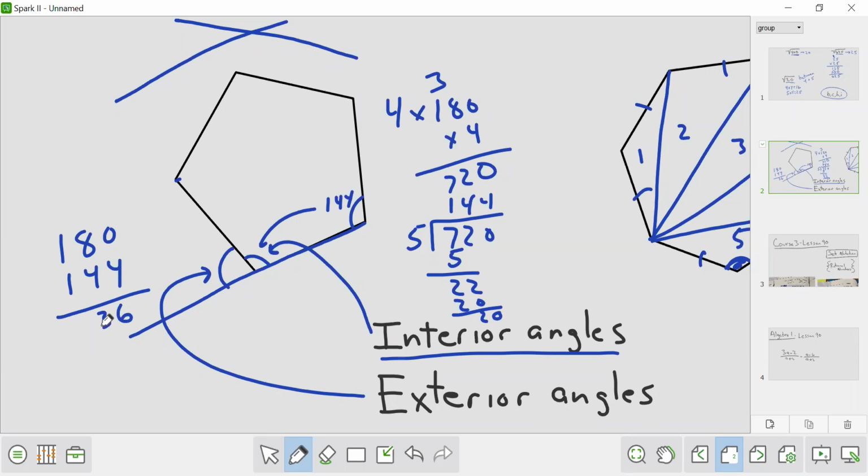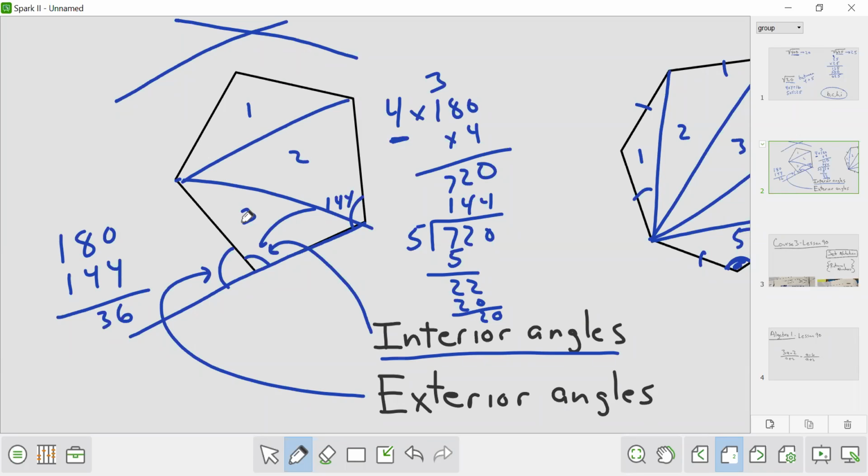I just realized I blew it. You guys, anybody catch my mistake? My mistake was right here, because I did 4 times 180. And when I draw my diagonals, I only have 3 triangles there. 1, 2, 3.